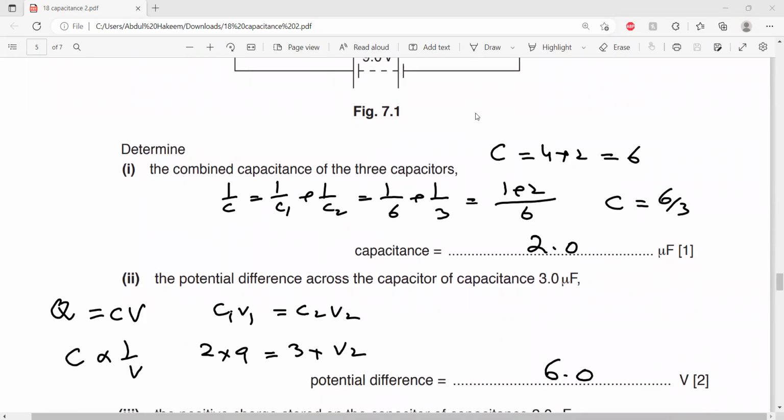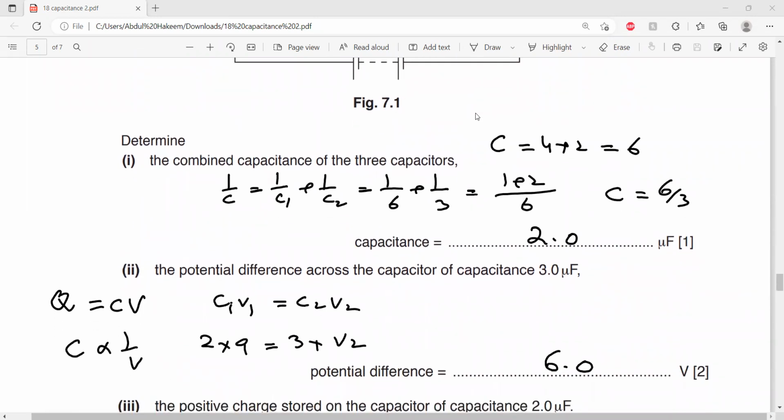Next, the potential difference across the capacitor of capacitance 3 microfarad. Determine the potential difference. Look, charge Q is equal to CV. In series, when charge remains the same, capacitance is inversely proportional to V. It means the product C1 V1 is equal to C2 V2.